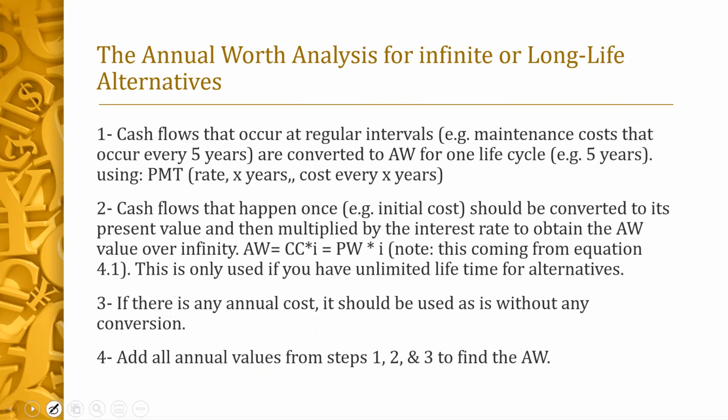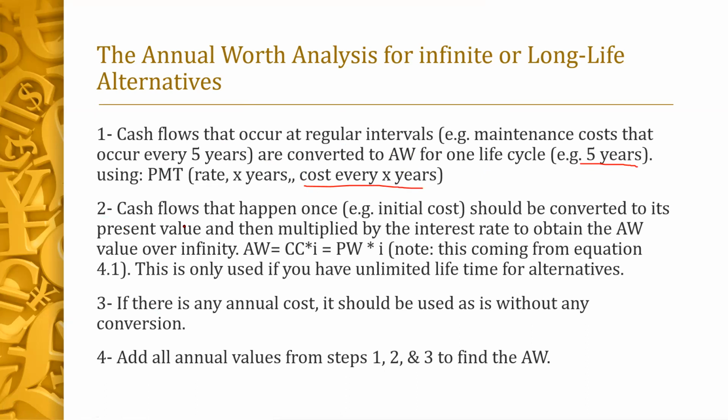All right, so how do we do this calculation? This slide will summarize the 4 steps that you need to go through to do the annual worth analysis. Step number one, cash flows that occur at regular intervals should be converted to annual worth for one life cycle. For example, if I want to do 5 years, it has to be converted into the annual worth for only one period, using the PMT function with the rate, X years, and the cost every X years.